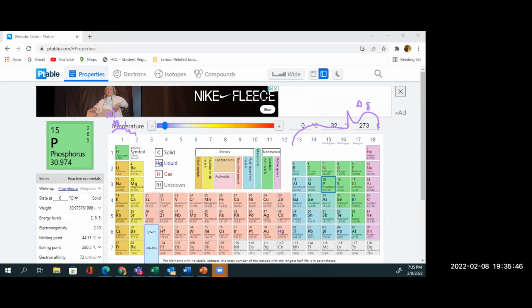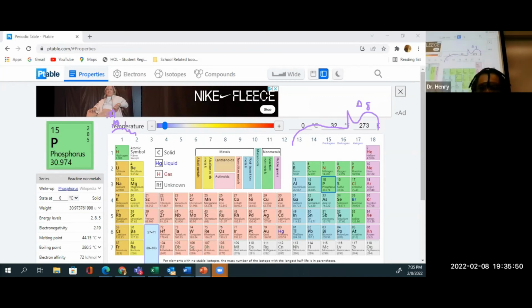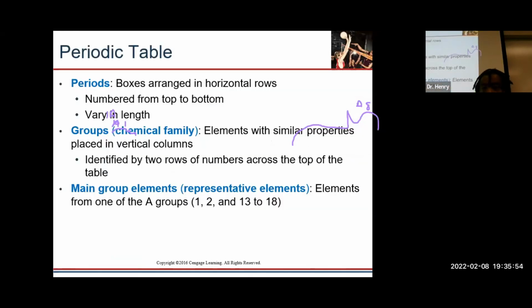So we go on our periodic table. We talked about what periods are, and we've also talked about groups. We also talked about how elements that are in the same group are going to behave very similarly.